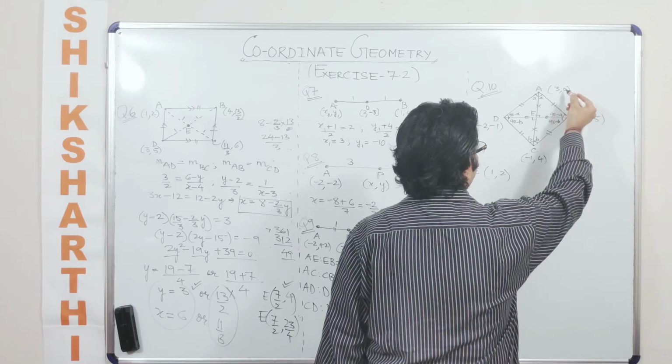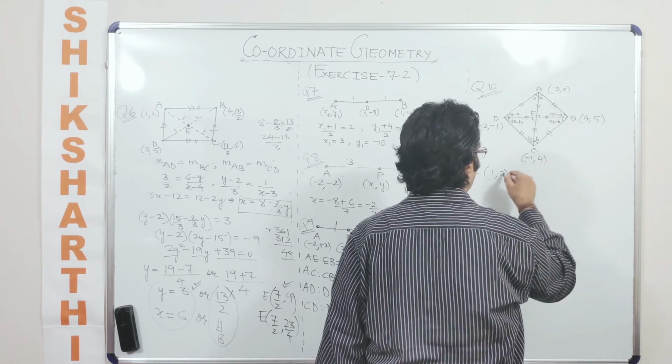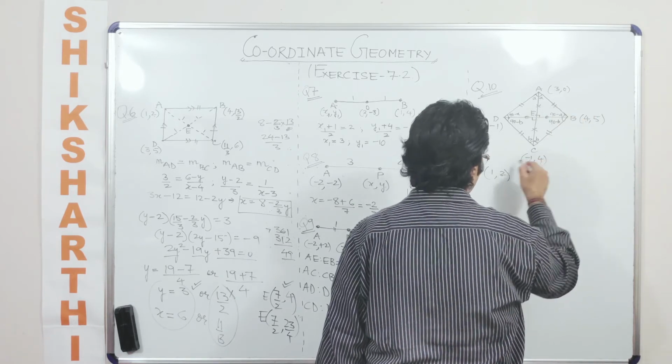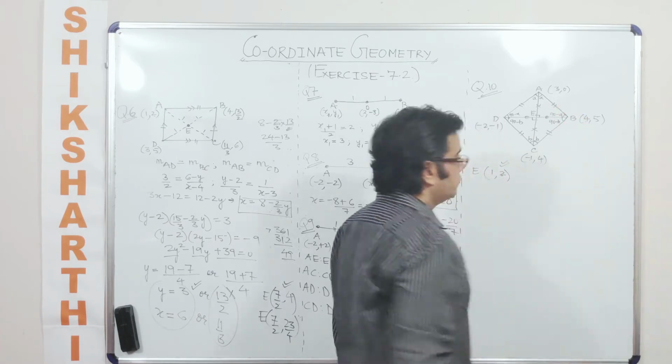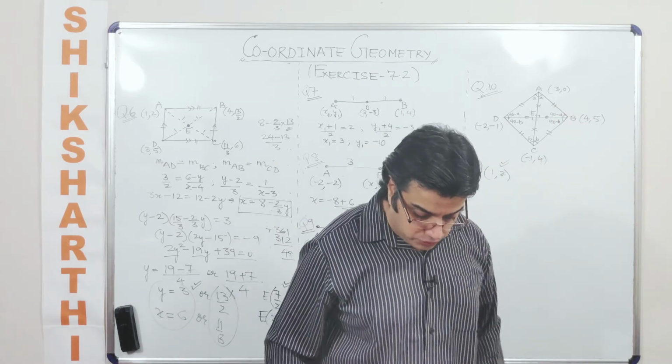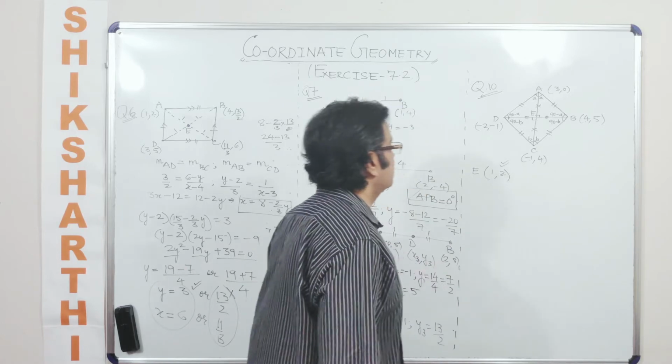From the other side also we should be getting the same. So 0 plus 4 divided by 2 is 2, and 3 minus 1, 2 divided by 2 is 1. So this is what you get. What are they asking you to calculate? Find the area of the rhombus.